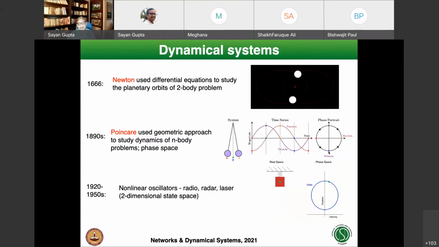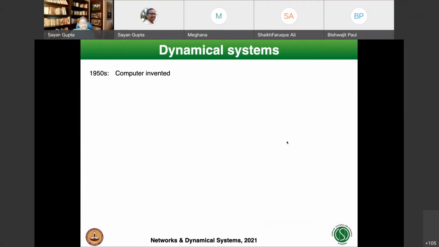But over the next 1920s to 1950s, the focus was primarily on the study of nonlinear oscillators. Oscillators means a single degree of freedom system, which means the dimension of the state space is just limited to two dimensions, that is the position and the velocity. And the focus was on applications like radio, radar, laser. But in the 1950s, computers were invented, and that really gave an impetus to the study of dynamical systems.